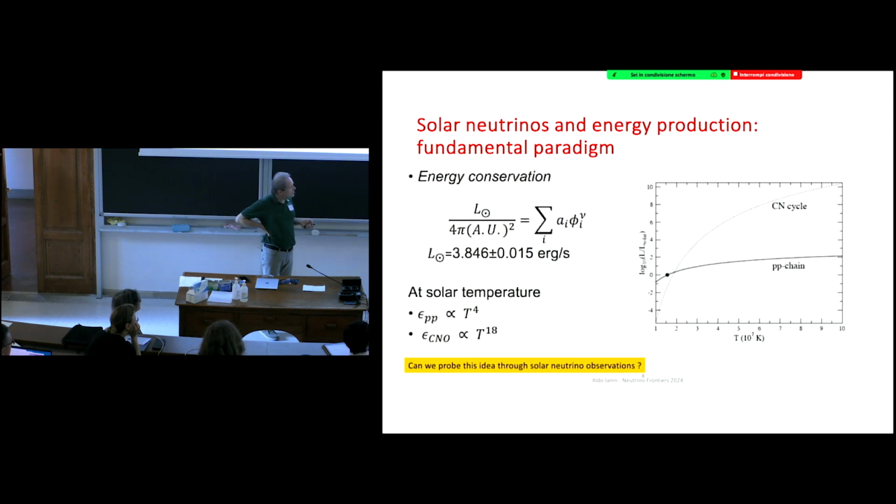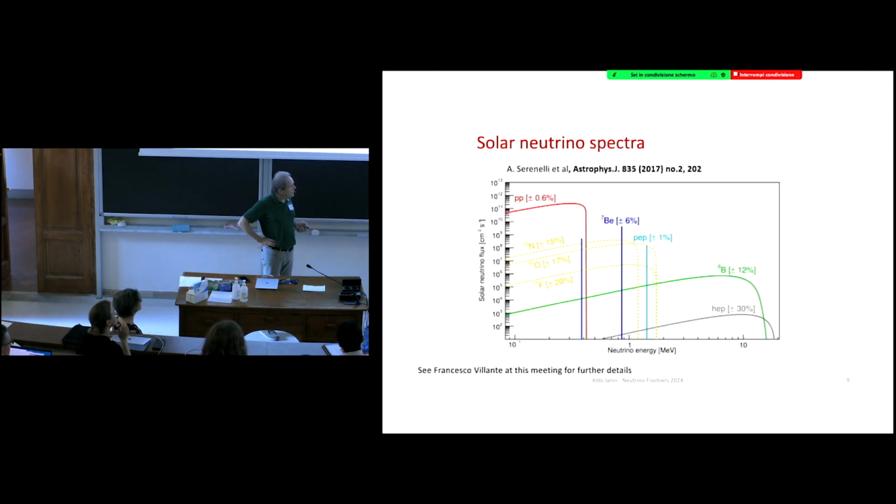But the question is, can we probe this idea through solar neutrino observations? This is the question that I'd like to answer. This is the energy spectrum of solar neutrinos. The most important point I'd like to underline here is that most of the solar neutrino flux, by far, is below 1 MeV. This is important from an experimental point of view. So most of the solar neutrinos are sub-MeV particles.